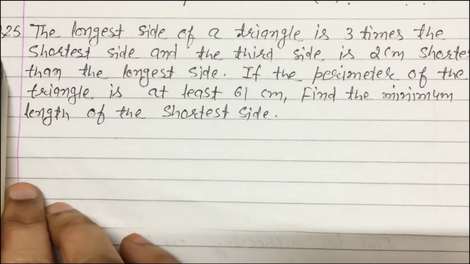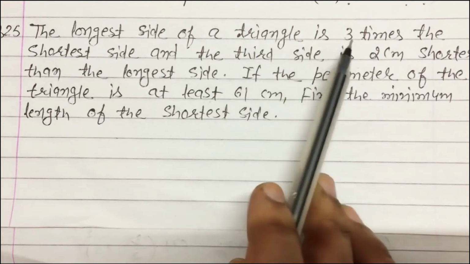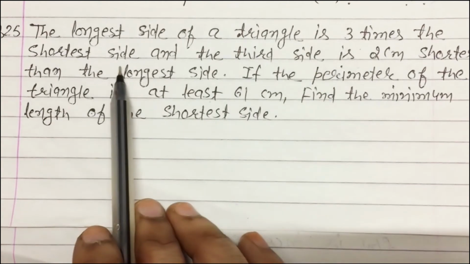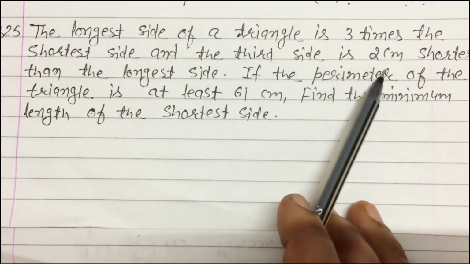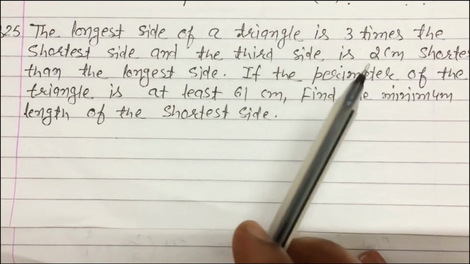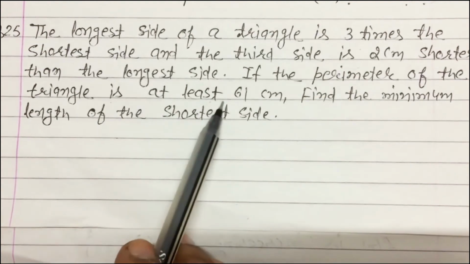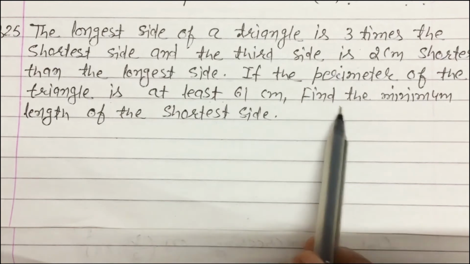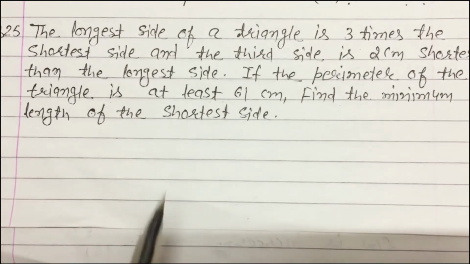Question number 25. The longest side of a triangle is 3 times the shortest side and the third side is 2 cm shorter than the longest side. If the perimeter of the triangle is at least 61 cm, find the minimum length of the shortest side.